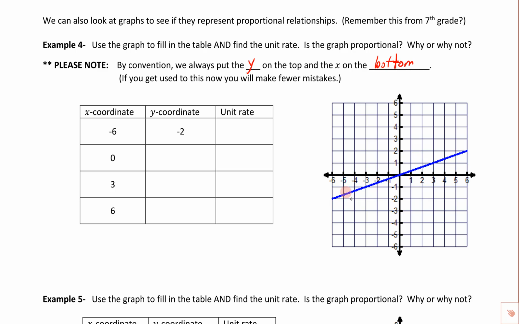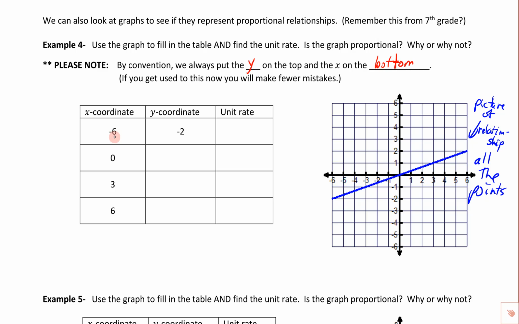So we have all the information that we need over here. Remember, this is a picture of the relationship. In fact, I'm going to write that. This is a picture of the relationship. So this has all the points we need. Remember, the x coordinate is the horizontal, the y coordinate is the vertical.